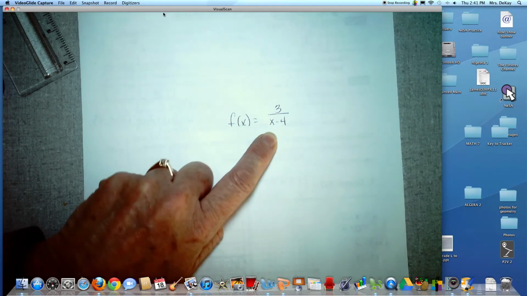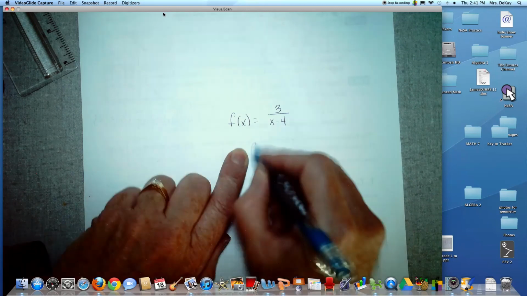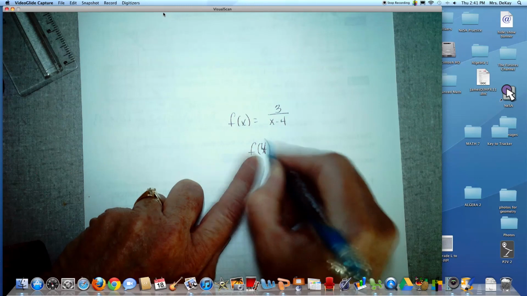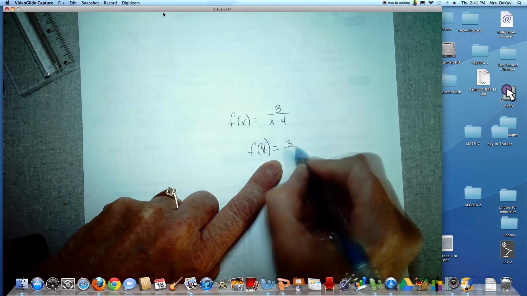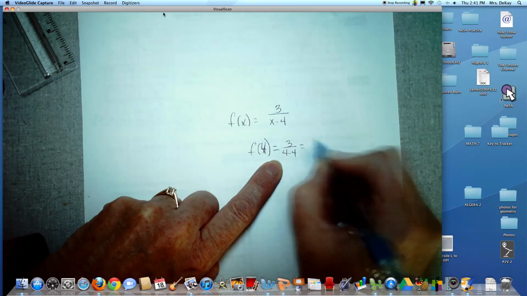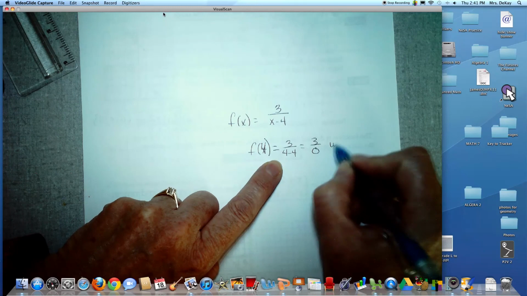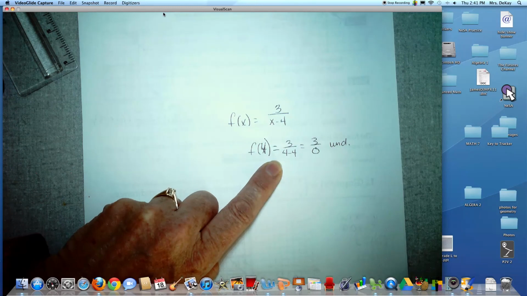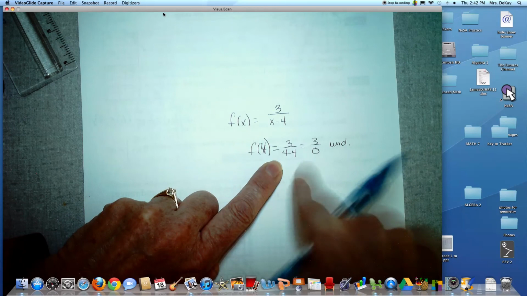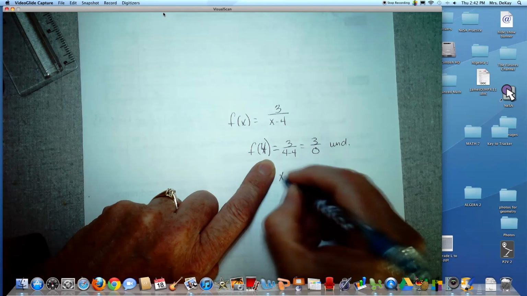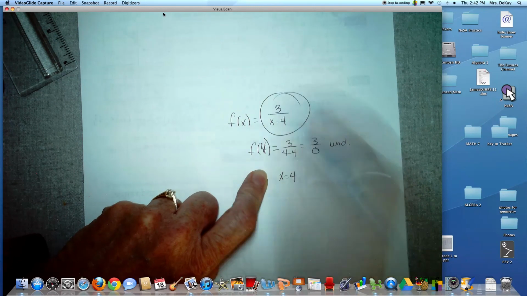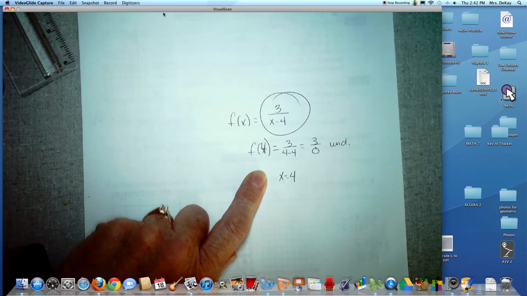But what if x was 4? What is f of 4? What if I put a 4 in for x? You would get 3 over 4 minus 4, which is 3 over 0, which is undefined. So for this function right here, the range is everything except when x is 4. When x is 4, this function cannot exist. So that's why you might have a gap.